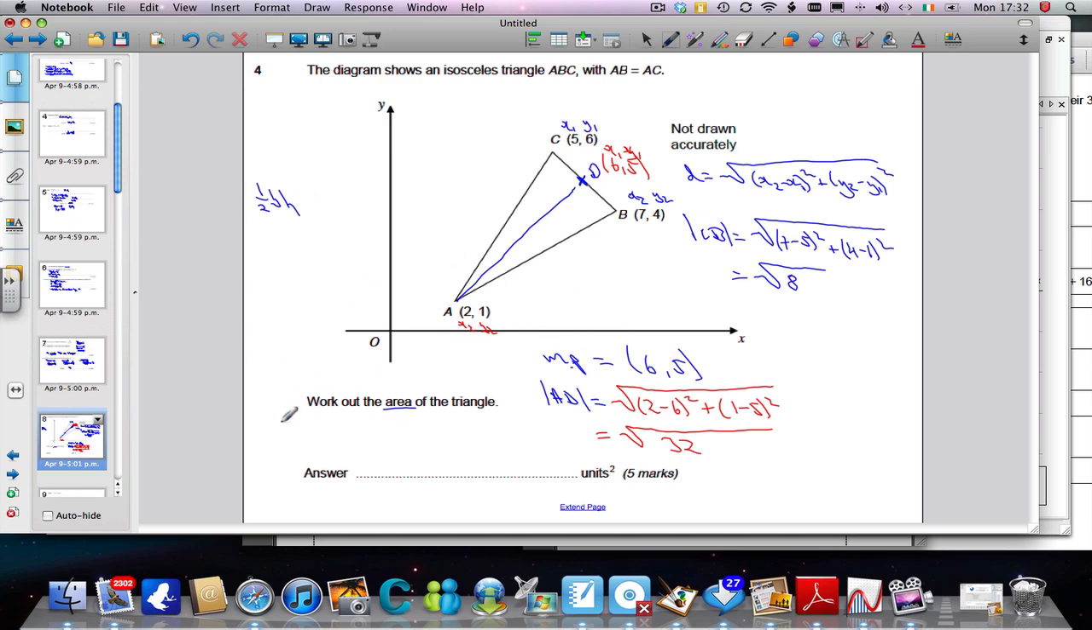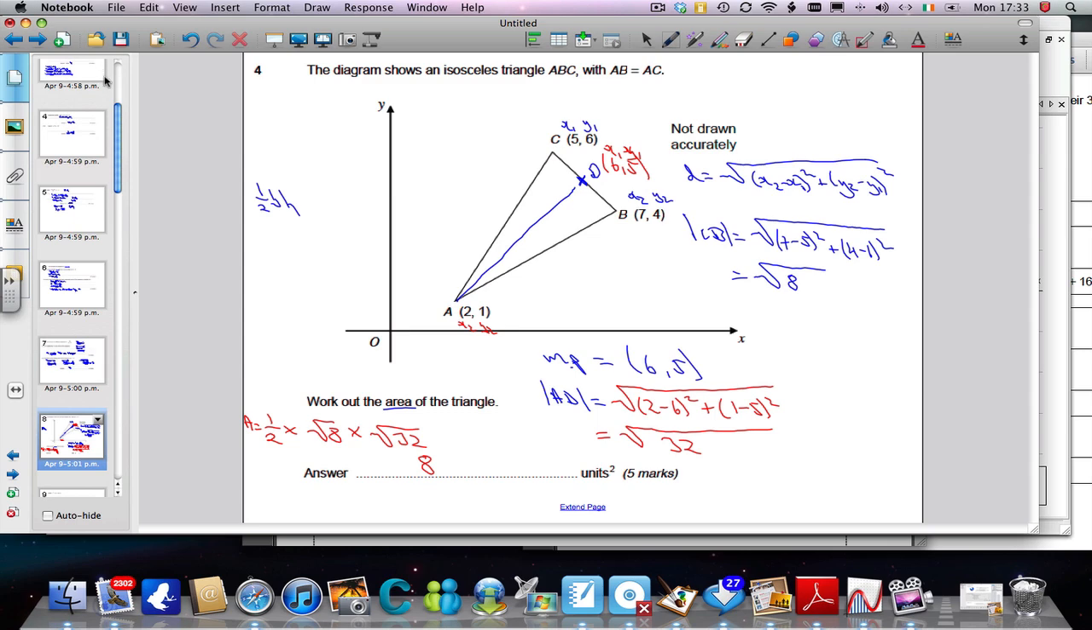Right, so the area A is going to be a half multiplied by the base, which is root 8 units, multiplied by the perpendicular height, which is root 32 units. When we work all of that out, plug it into your calculator, it is a calculator exam, we get 8.